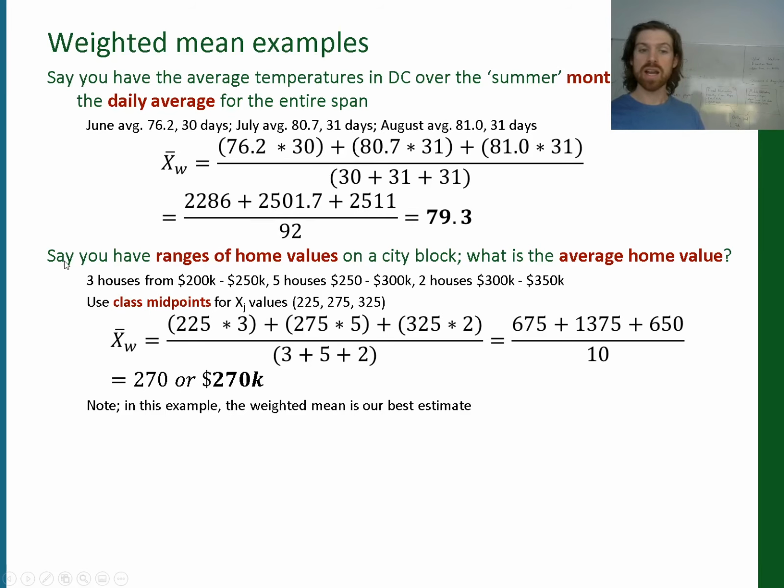And the same here again, if you were interested in home values in a city block, you may want to control for different areas, and that will give you a mean that's closer to the overall truth value, rather than just grouping and ignoring the number of houses that have actually sold at those different values.